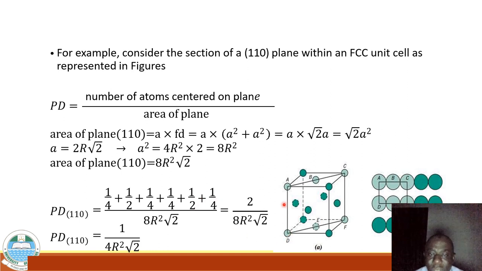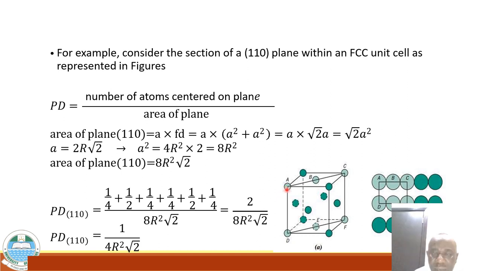How did we get 1 quarter? Look at this point A. This particular crystal is shared with this side, right? That is one. This particular crystal is also shared with this. That is two. Do we agree? This particular crystal is also shared with this. That is three. And this particular crystal is also shared by this. That is four. So which means for this, you have this being shared by four other corner atoms. So which means here is just one over four.